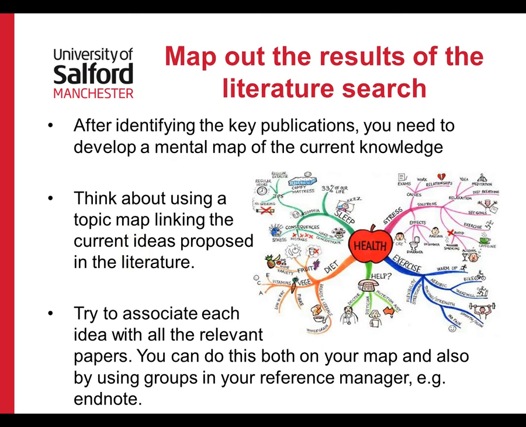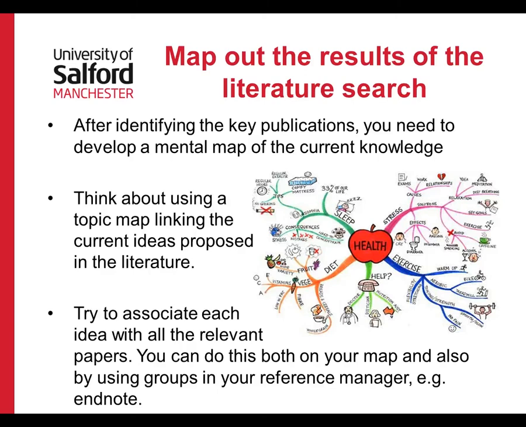Once you've performed your literature search, you'll have identified a number of key publications which you think are very relevant to your topic. The best thing I think then is to try and develop a mental map or a topic map of all the current knowledge. Think about the scope of the study as a big bubble in the middle of this map. And outside that, you'd have different bubbles corresponding to the different ideas in the research field. What you want to try and do is make as many links as you can so that you can see how the different ideas which have been presented before are all related to each other.